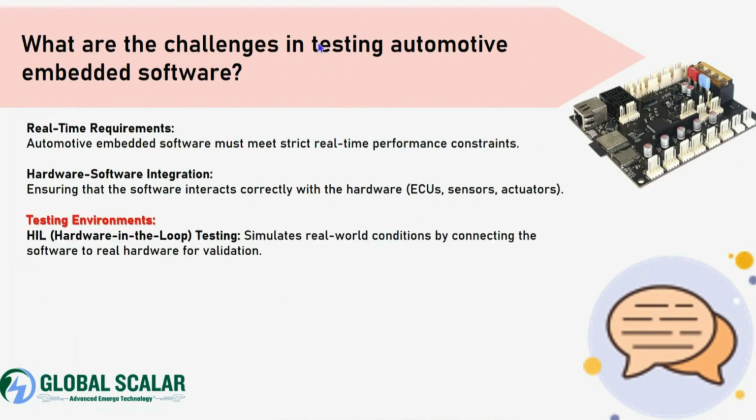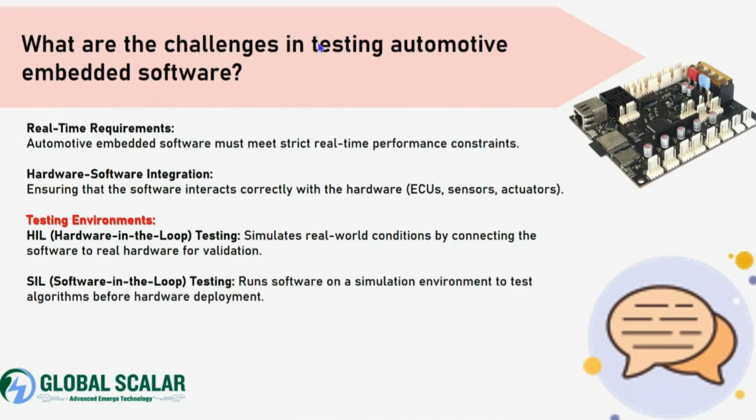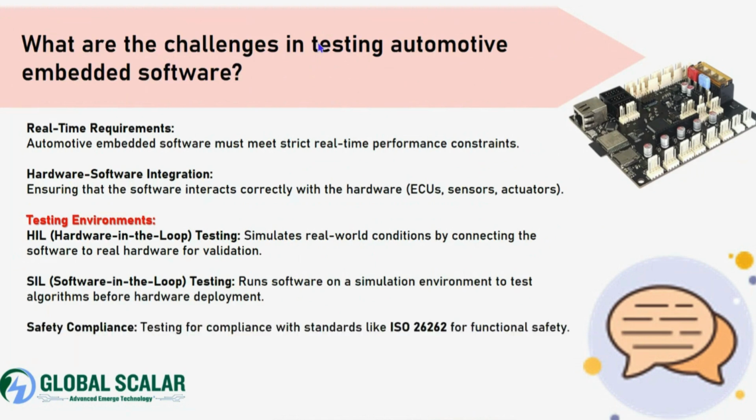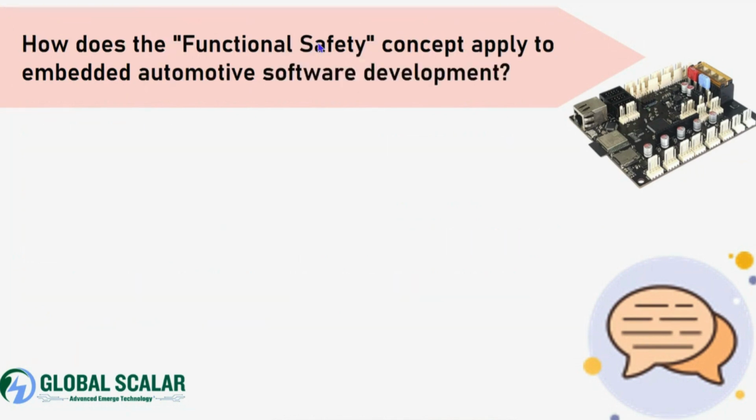Here, HIL, hardware-in-the-loop testing, simulates real-world conditions by connecting the software to real hardware for validation. SIL, software-in-the-loop testing, runs the software in a simulation environment to test the algorithm before hardware deployment. Safety compliance testing checks compliance with standards like ISO 26262 for functional safety.